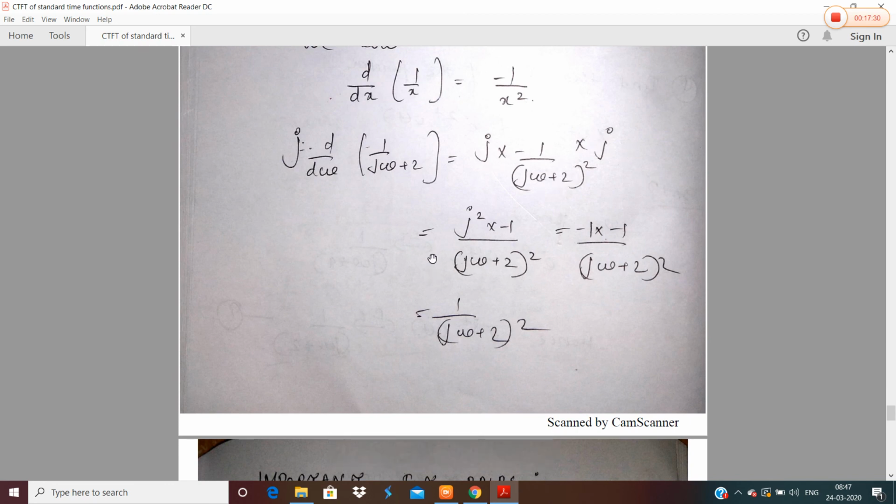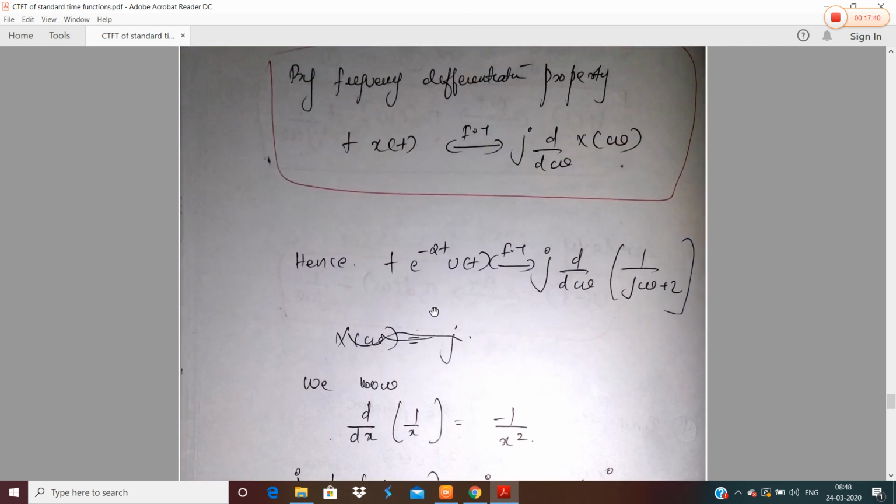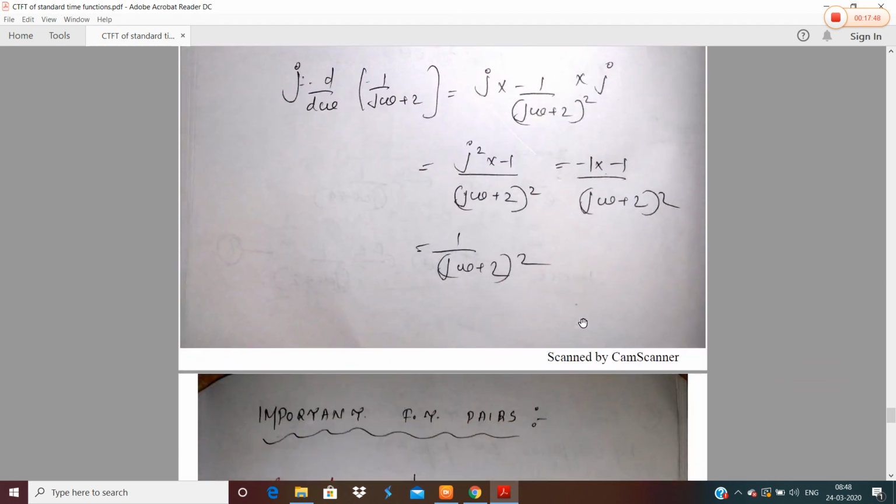J into j is j square, which is equal to minus 1. Minus 1 minus 1 will become plus 1. Hence, the final answer is 1 by j omega plus 2 whole square. That is the RHS we have found out. The LHS is t into e raised to minus 2t u of t, for which you are finding out this section. And that section is nothing but 1 by j omega plus 2 whole square.